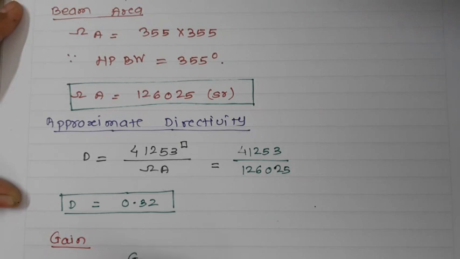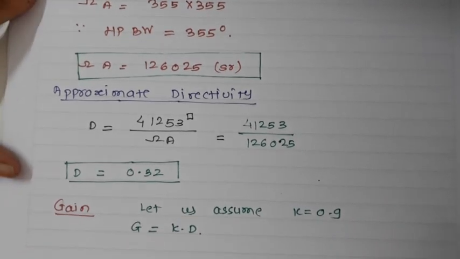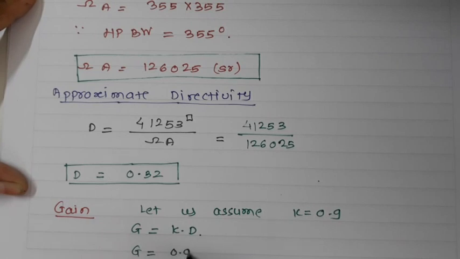Now let us calculate the gain. We know that the gain is equal to K into D. Let us assume K is equal to 0.9, that is, your antenna is 90% efficient. So this will be 0.9 into 0.32, which gives us 0.29. So G is equal to 0.29.